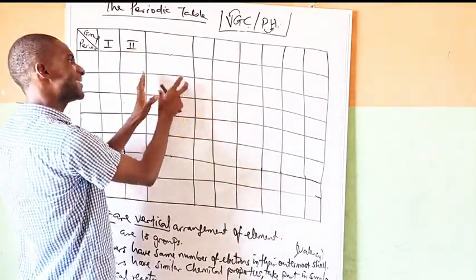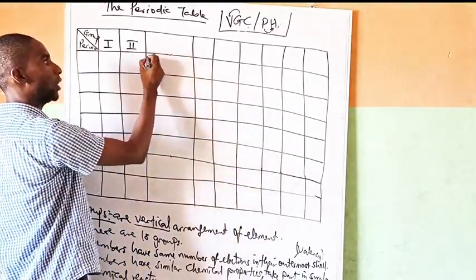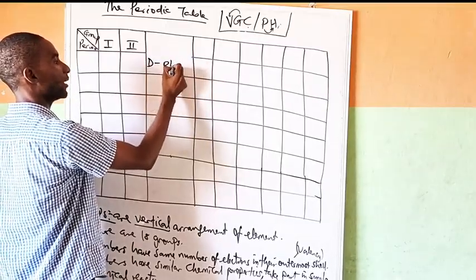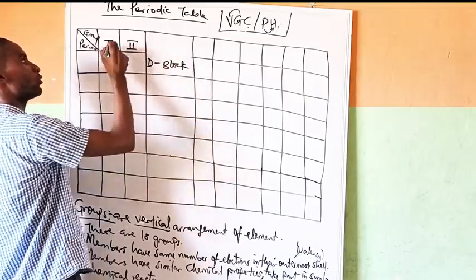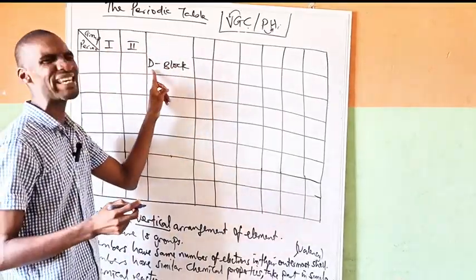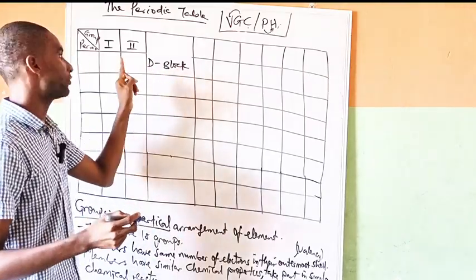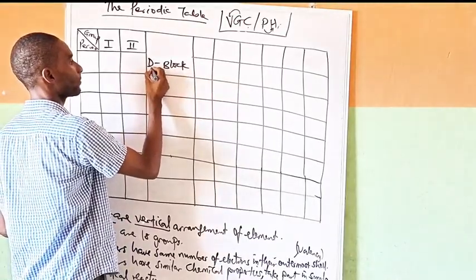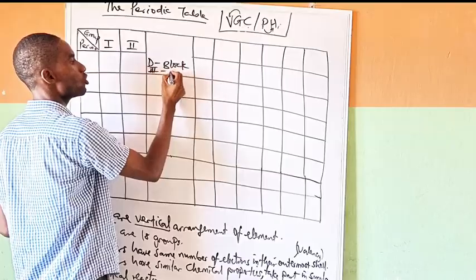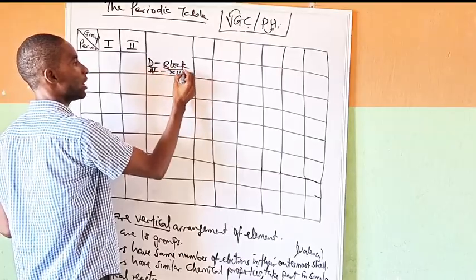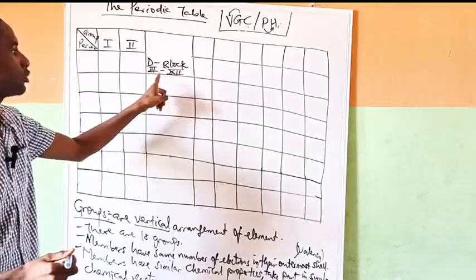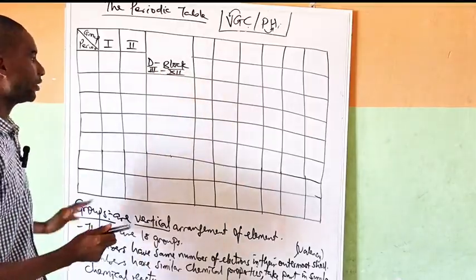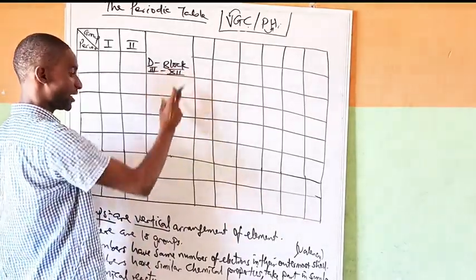Here there are 10 groups. There's this D block, and there are 10 groups there. So this is group 1 to 2, then group 3 to group 12. Group 3 to group 12 are the D block. Group 3 to group 12 are the transition elements. There are 10 groups there. So if I'm going to draw, there will be 10 groups here.